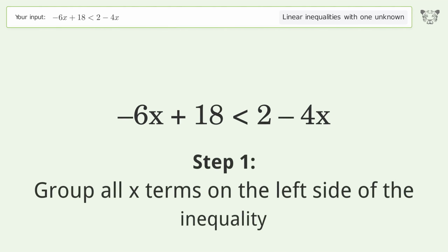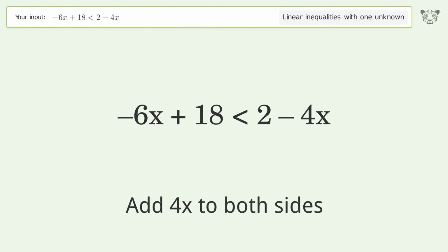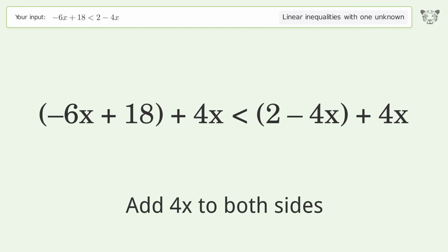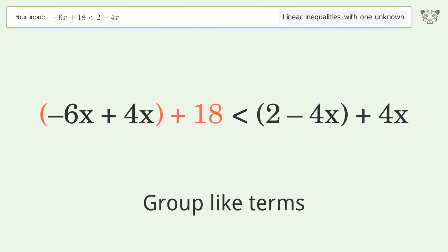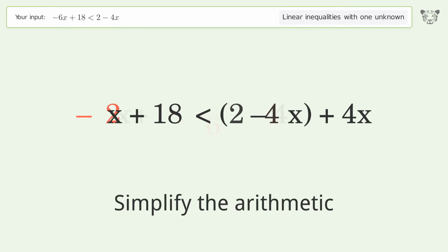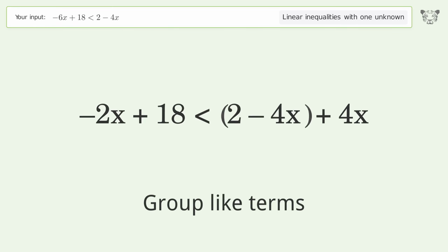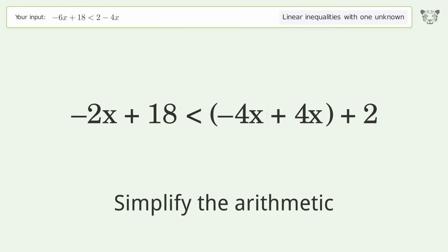Group all x terms on the left side of the inequality. Add 4x to both sides. Group like terms. Simplify the arithmetic. Group like terms. Simplify the arithmetic.